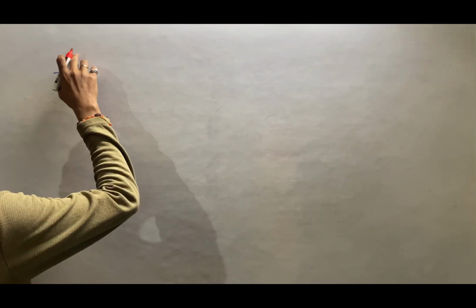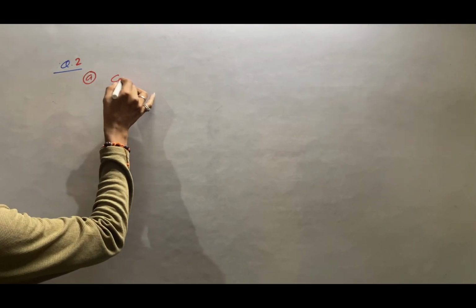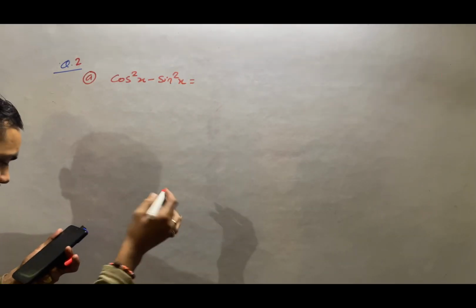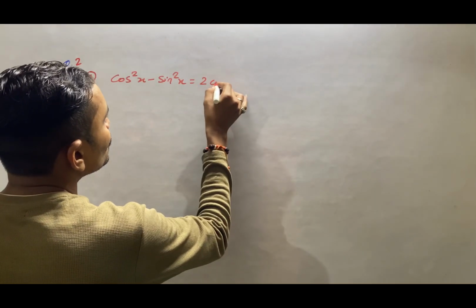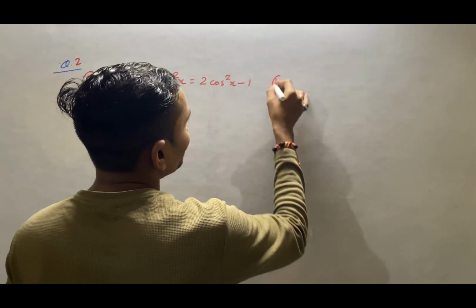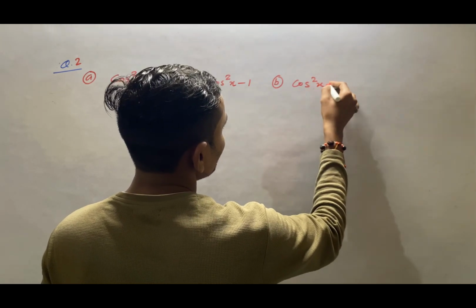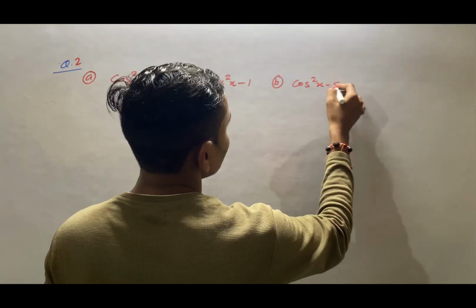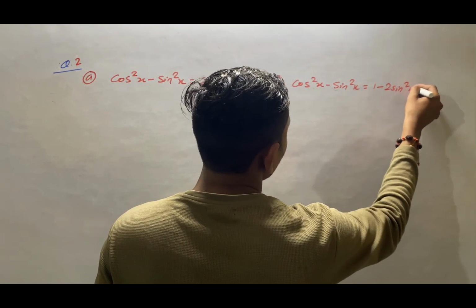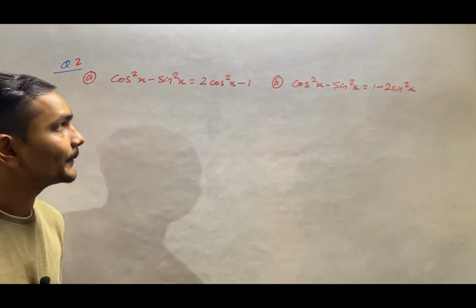Okay, so we have question 2. The A part: we have cos square x minus sine square x equals 2 cos square of x minus 1, and B, the same thing: cos square x minus sine square x equals 1 minus 2 sine square of x.